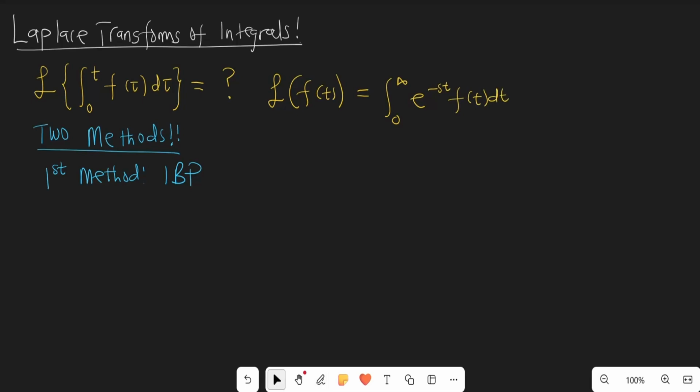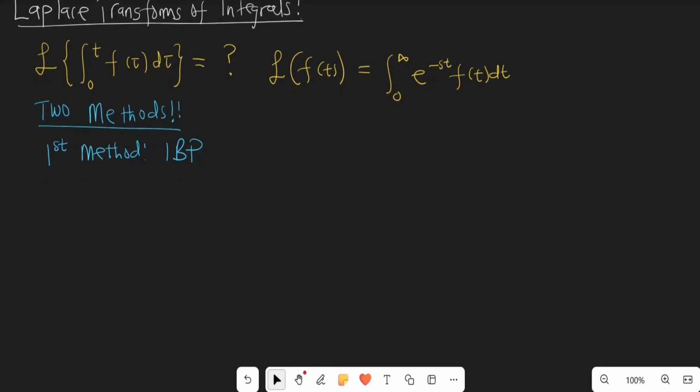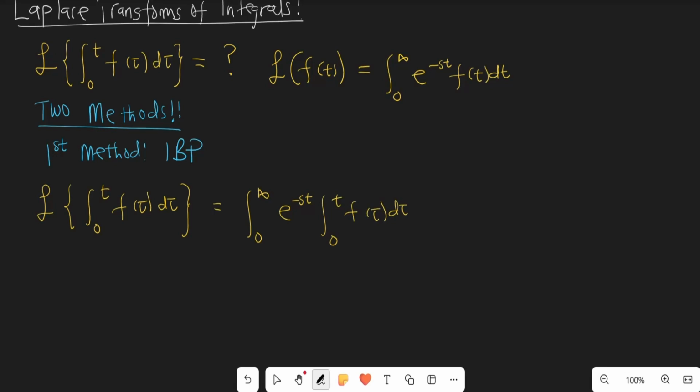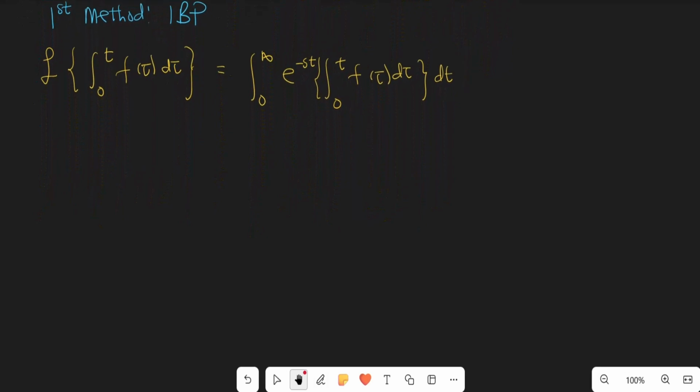Using the same definition, we can define the Laplace transform of this integral. The Laplace transform of the integral from 0 to t of f of tau d tau is equal to the integral from 0 to infinity of e to the negative st, multiplied by what we are seeking to transform, which is the integral from 0 to t of f of tau d tau. But don't forget to add the dt at the end. So this is what we have.